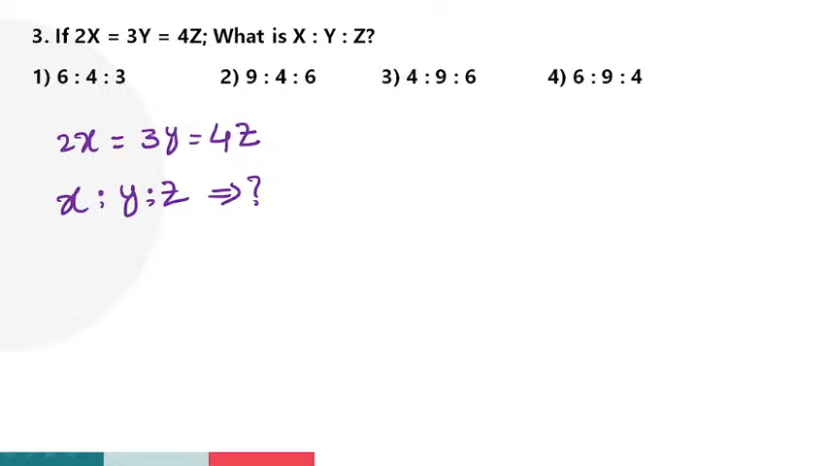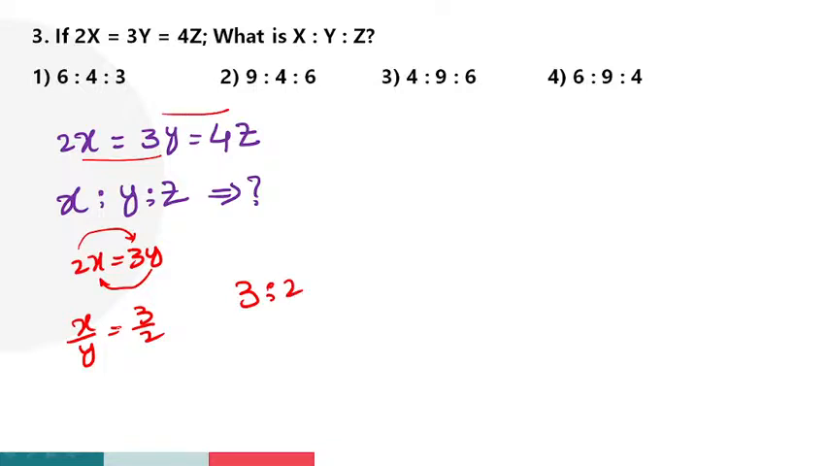Okay, right. So first take these two numbers, guys. 2x is equal to 3y. Take y to one side and 2 to the other side. Then x by y is equal to 3/2. 3/2 means 3 is to 2.